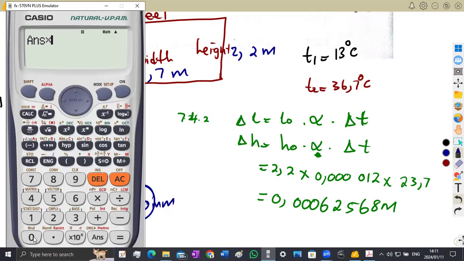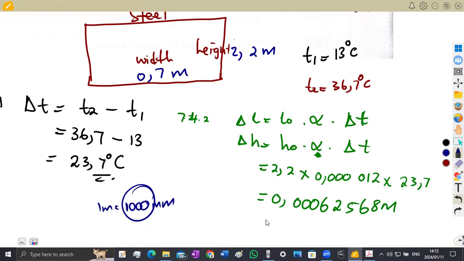So if you multiply this by 1,000, this is going to give us 0.625, something like that. Sorry for that. Okay, let's just save it here. 0.62568 in millimeters, like that. All right, so that was the idea of the question.